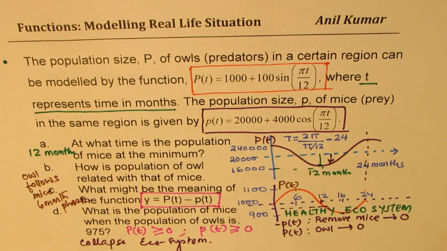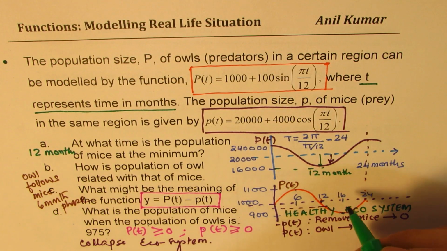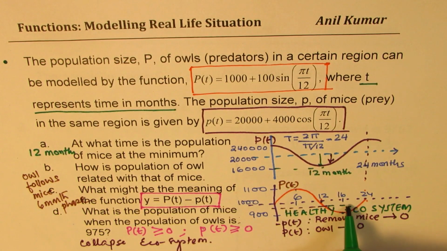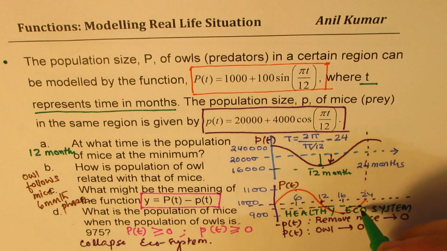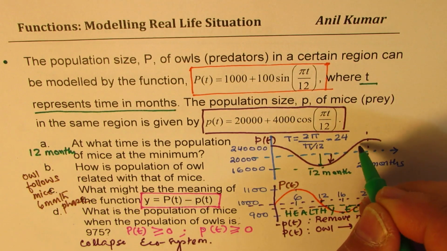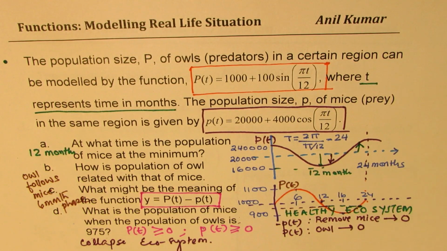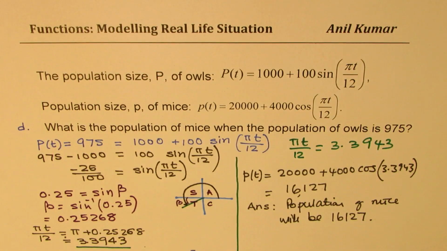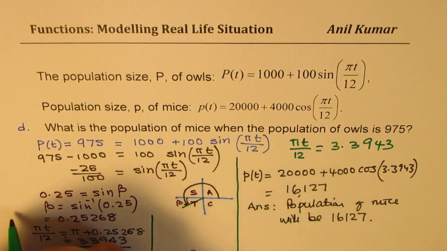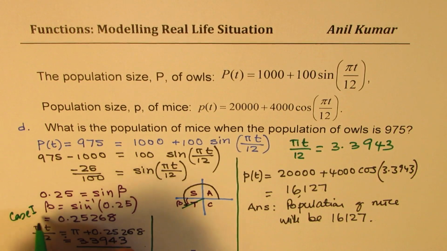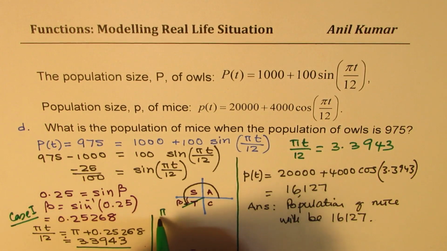So this value, we have taken the very first value. Well, it could have the other answer also. So some of you, what you can do is also find 975 on the other side. So by that time, the population of mice has almost recovered, right? So that could be the other solution. Perfect. So what I'm trying to say here is this is one solution. So we'll say case 1. And let's do case 2.